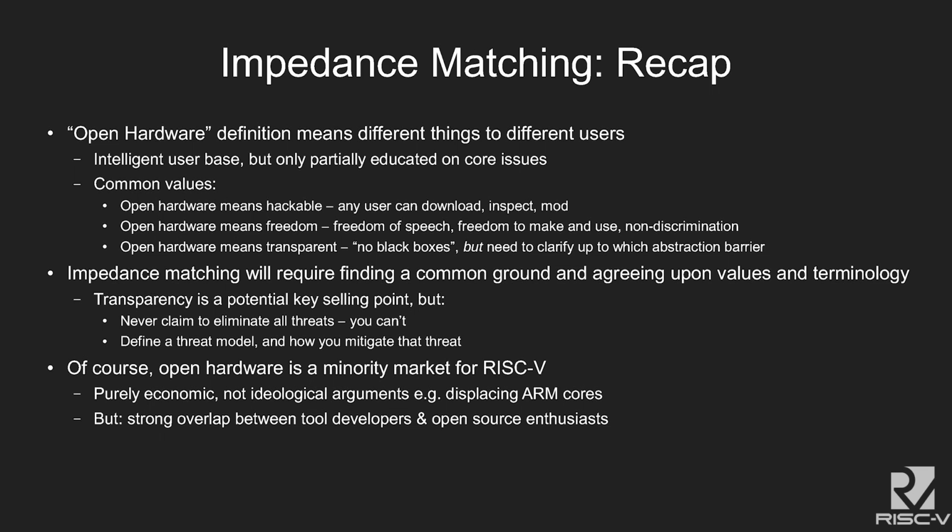The common values that they all seem to share is that open hardware should be hackable, should be free and transparent. But when you say there's no black boxes, you have to clarify to what abstraction barrier. And so, as in electronics, as in real life, impedance matching requires finding a common ground. If you don't have a common ground, you can't impedance match, right? And we have to agree upon values and agree upon terminologies. And transparency, I think, is a really good on-ramp, possibly, for that. But you have to make sure you don't claim to eliminate all threats. You never can eliminate all threats. Instead, define your threat model, tell the people how you mitigate the threat, and let them make the assessment of what it does for them. But I think that open silicon represents such a unique advantage there. I think it should be a pretty easy argument.